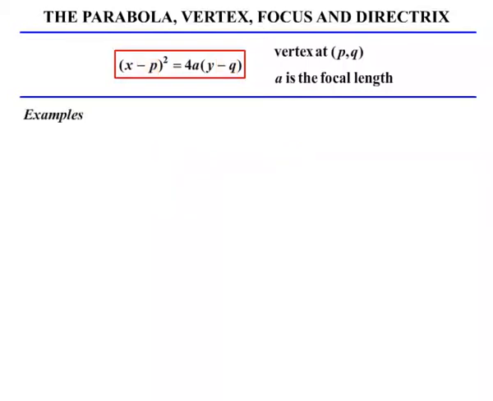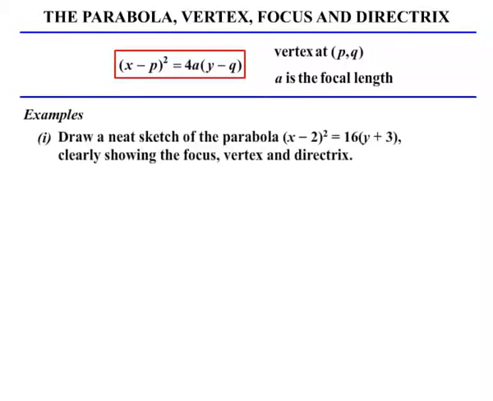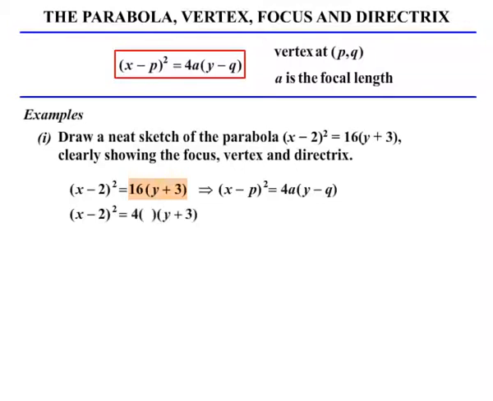Now let's look at some examples of this type of parabola. We need to draw a neat sketch of the parabola given: (x minus 2) squared equals 16 times (y plus 3), and again, focus, vertex, directrix. We're interested in those three things. So let's just write down the equation there. It's of that type. So (x minus 2) squared equals, now the 16, we need to replace that 16 with 4 times something. The (y plus 3) remains in brackets. So 4 times something makes 16. Well, it's going to be 4. So 4 times 4. So that value there is a. A equals 4.